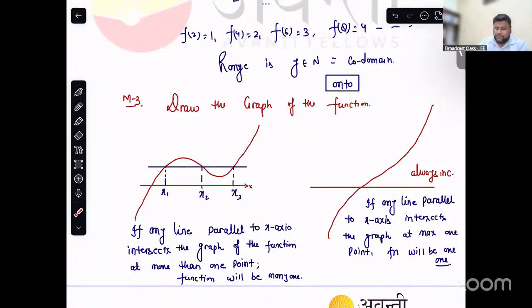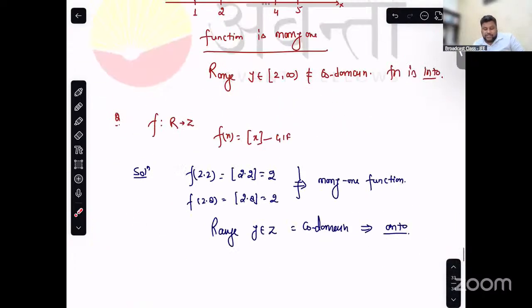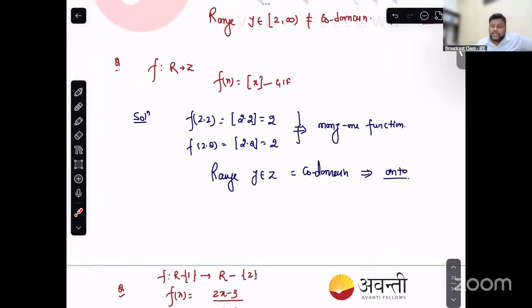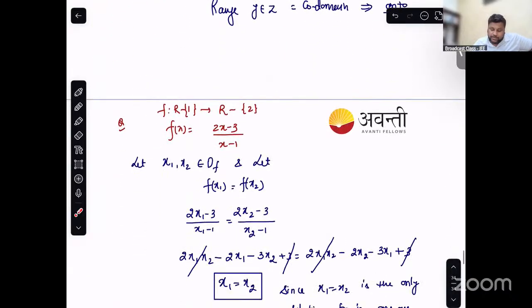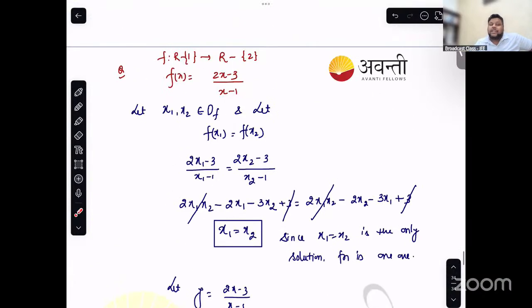Then with the graph, I told you, if a function is always increasing or always decreasing, it will be 1-1. If a function is having a hump in its graph, like it is increasing then decreasing or decreasing then increasing, means it is having some maximum or minimum value, that function will be many-one. Got it? One graphical question we have done then. Greatest integer function, certainly many-one onto. And another function, rational algebraic, linear by linear type.